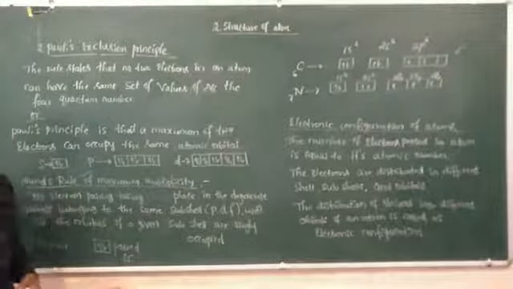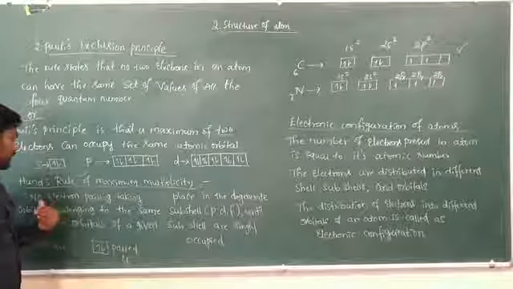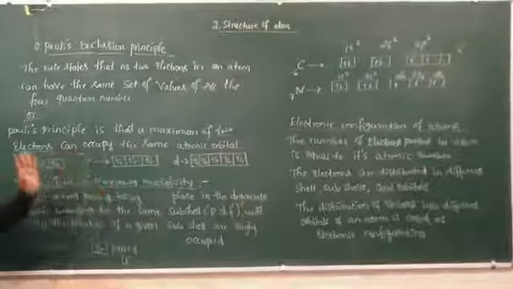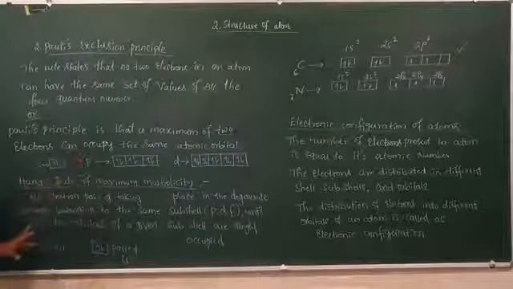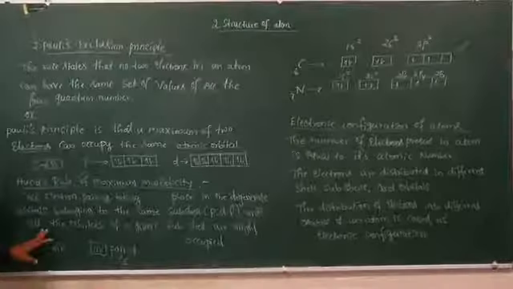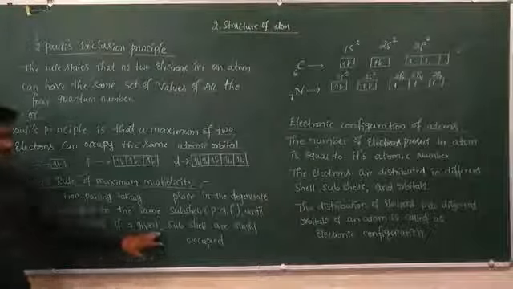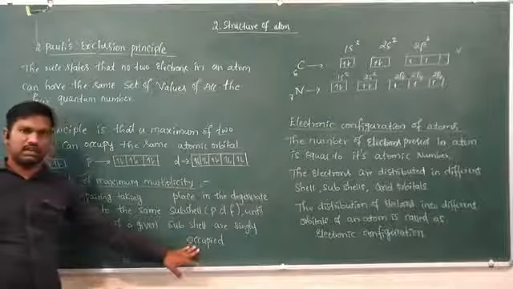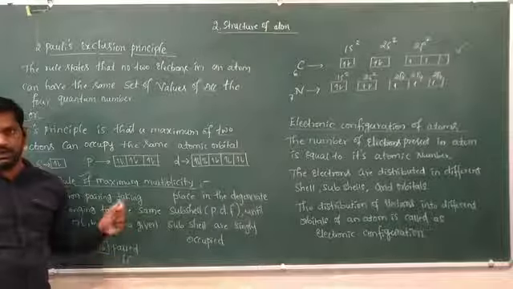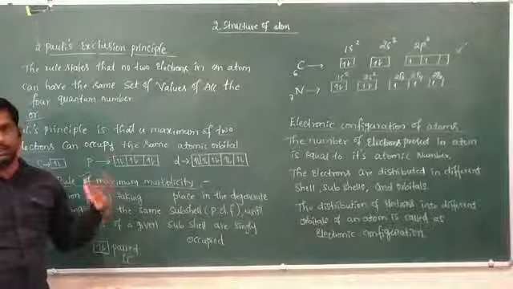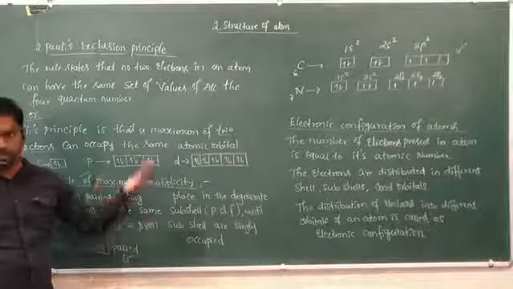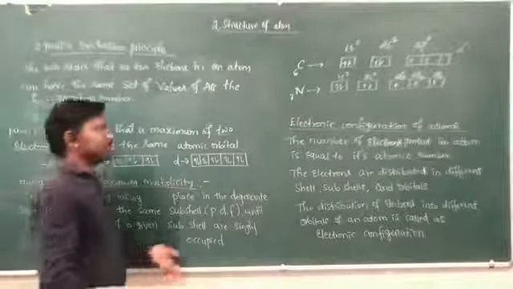Electrons must be filled according to Hund's rule. No two electrons pair in the degenerate orbitals, p orbitals, d orbitals, f orbitals belonging to the same subshell, until all the orbitals of a given subshell are singly occupied. The p orbitals are three, singly occupied first. The d orbitals are five; one electron each must be filled, and after that pairing happens.